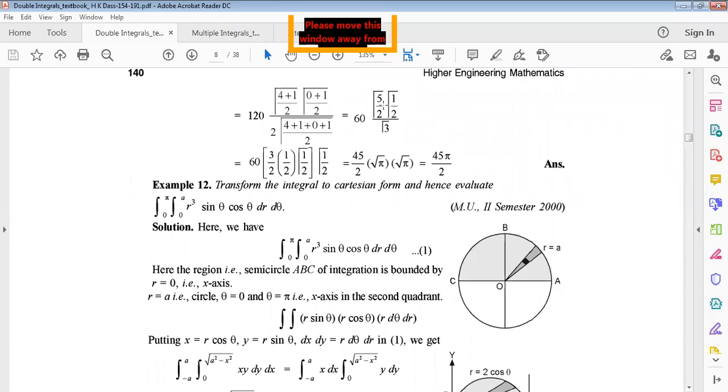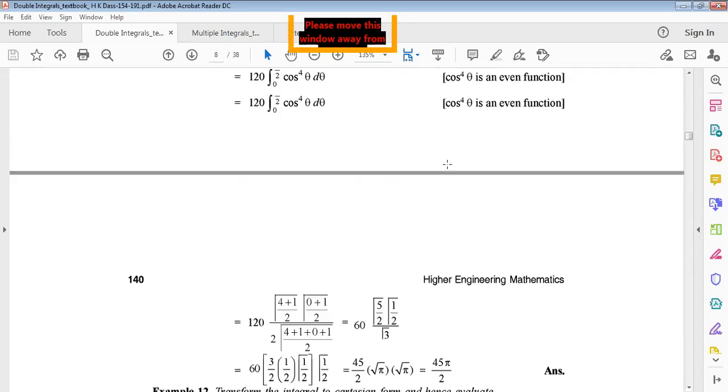Gamma 5 by 2 can be written by subtracting 1 from 5 by 2, which gives 3 by 2, then subtracting 1 from 3 by 2 gives half, then gamma half. We cannot subtract 1 from half, so this stays gamma half. Gamma half means square root of pi. This is also square root of pi, and this is 60 total. After dividing by 2, 120 gives 60. This is the actual result.